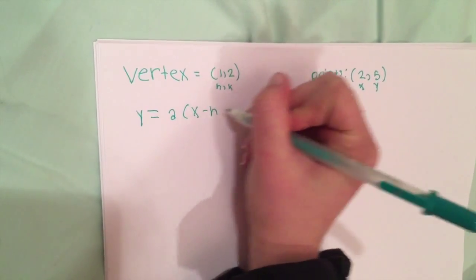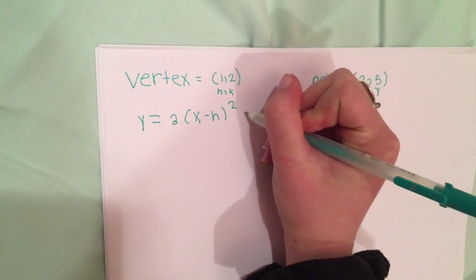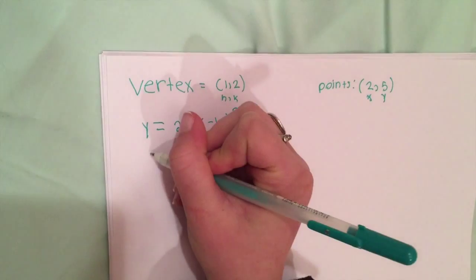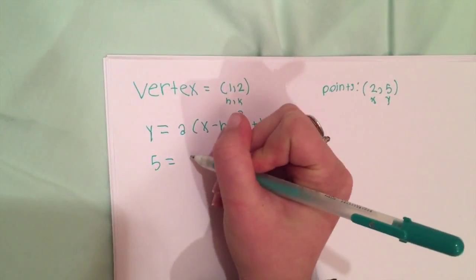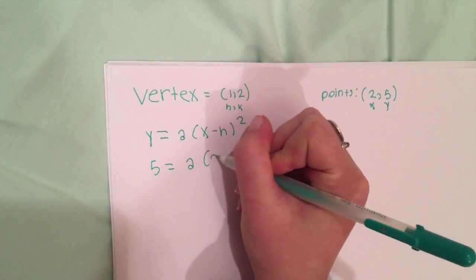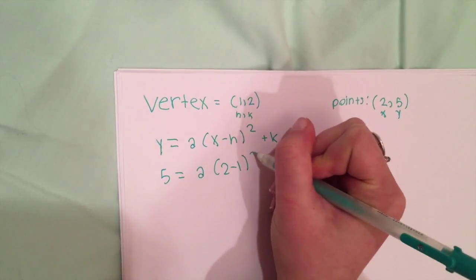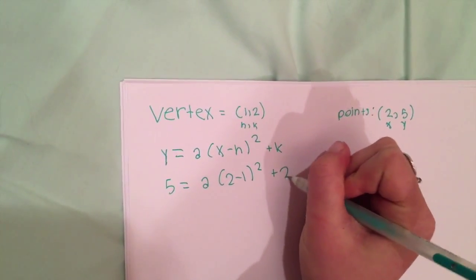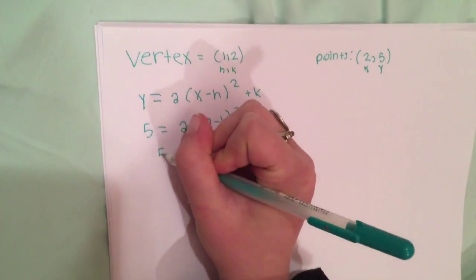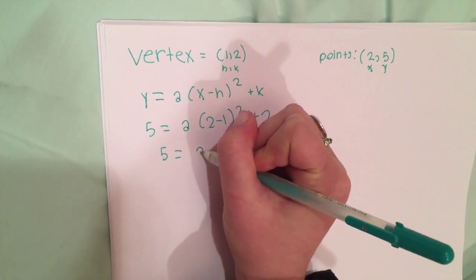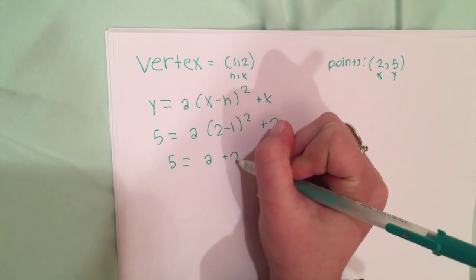Here's how to find the complete vertex form for the quadratic equation when you're given a vertex and 2 points. In this case, the vertex is (1, 2), and the point given is (2, 5). So, what you do is you plug in these points into the equation y equals a times (x minus h) squared plus k. So, 5 is y, x is 2, h is 1, and k is 2.